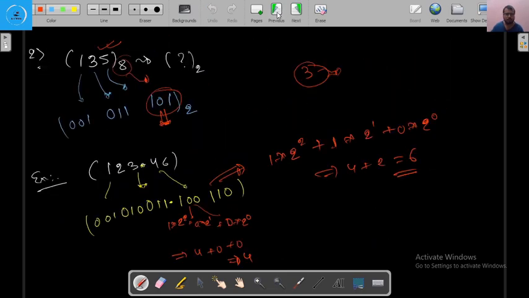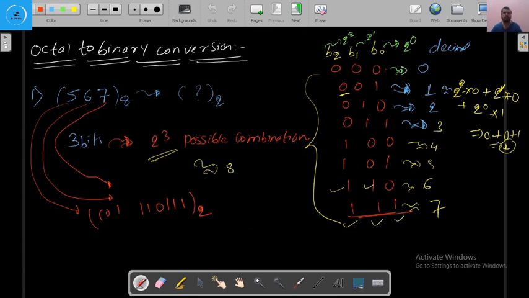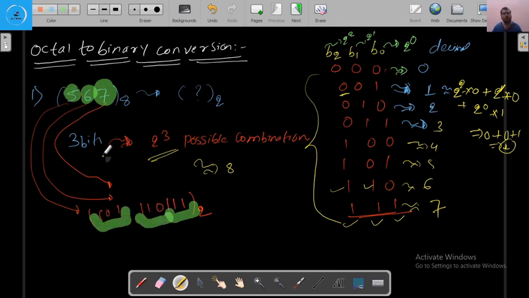So let's see here, if we are going to convert from octal to binary, we are not doing anything, we just simply write the binary equivalent. The binary equivalent of 7 is 111, the binary equivalent of 6 is 110, and the binary equivalent of 5 is 101. Simply we are writing the binary equivalent of each octal digit.